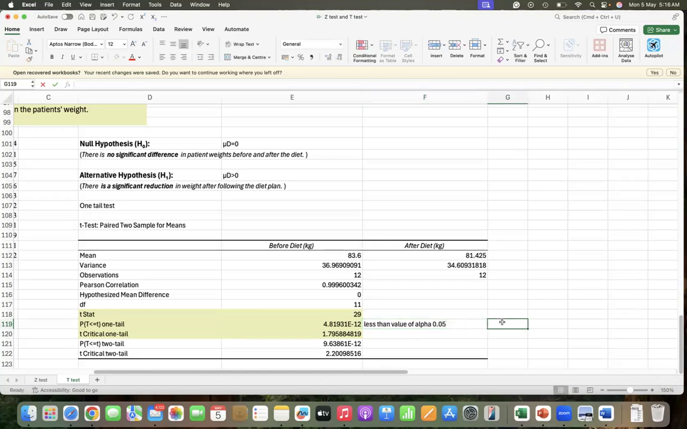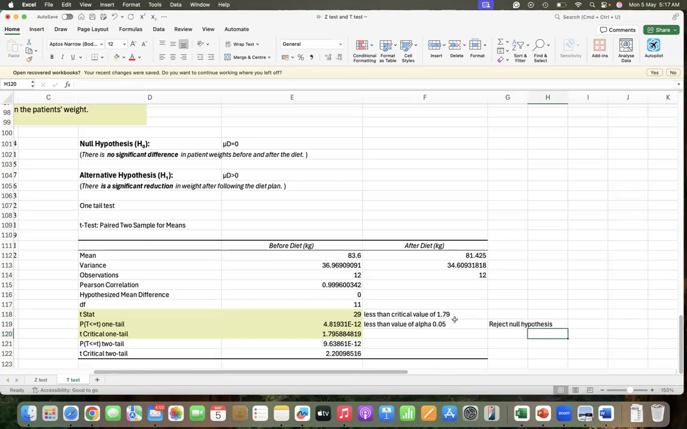Alpha, which is significant, 0.05. So we can say we reject the null hypothesis, and this is also less than critical value of 1.79. So on the basis of this, we say we reject null hypothesis.